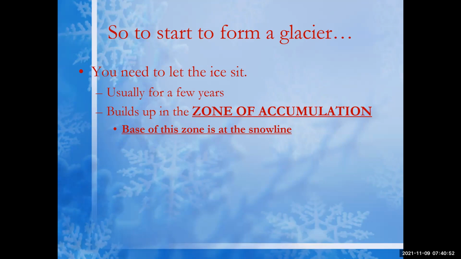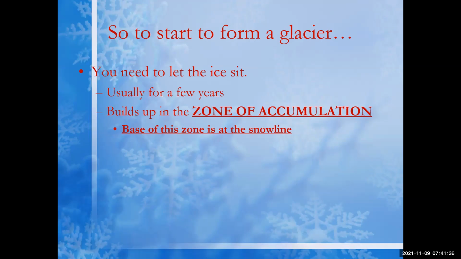And so that contribution happens in a really distinct area. This is called the zone of accumulation. This is where this stuff is falling and then persisting, often for a few years, in order to contribute to that glacial ice. Generally, the base of the zone of accumulation is defined by the permanent snow line, the year-round snow line. That is, if you were to look up at the mountains in July and see that there was still snow at those peaks, then you are potentially within that zone of accumulation.